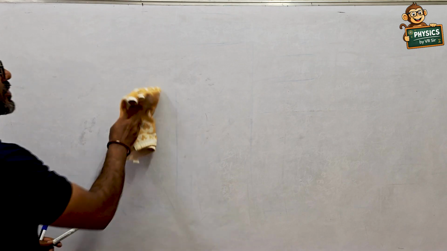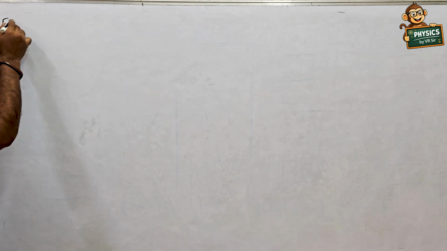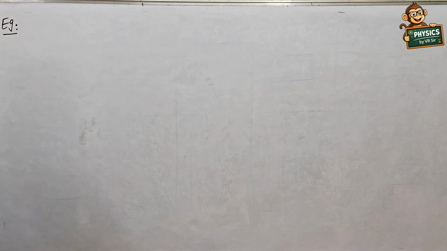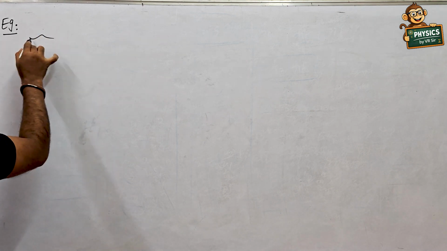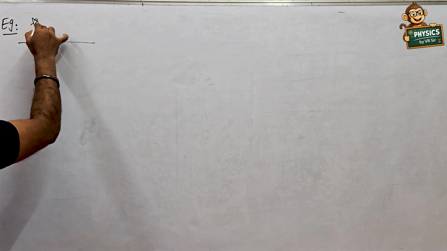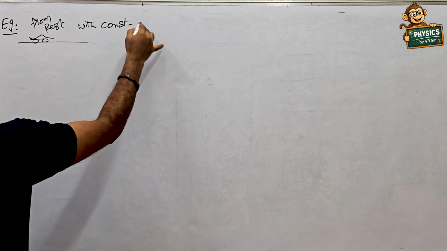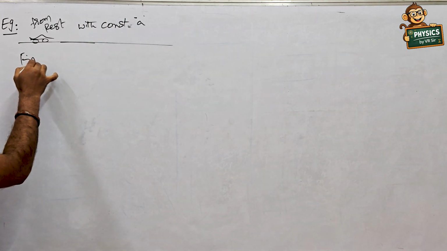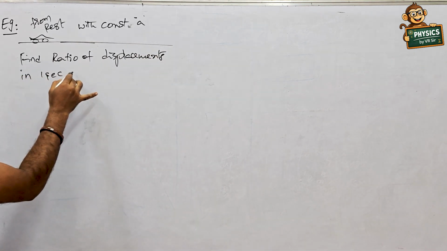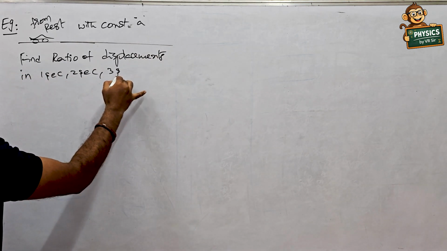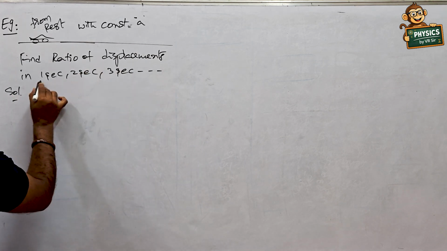Yeah, let's take another example. This example is on the same topic. I told you already, we are doing problems on constant accelerated motion. Now the object starts from rest, moving with constant acceleration. What they are asking is to find the ratio of displacements in 1 second, 2 seconds, 3 seconds and so on. This is the question. Now find the ratio of displacement.